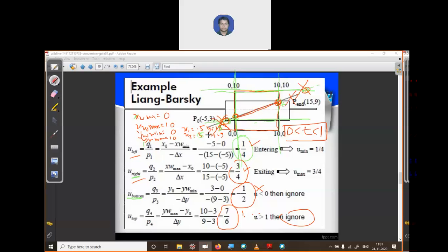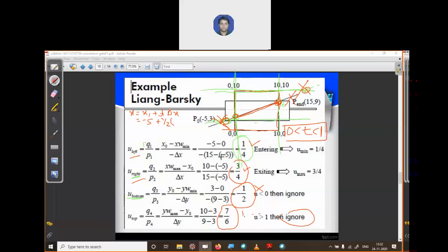So how will we find these points? Just simple: put the value in your parametric equation of the line. If you remember, I'm just writing again the parametric equation of the line. Put the value and find the value of x and y. The equation is x equals x1 plus t into delta x. What is the value of x? Minus 5 plus t. This time we are finding the value of x. So what is the t value? It is 1 by 4. Delta x.